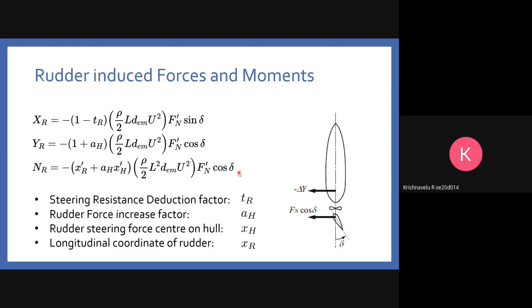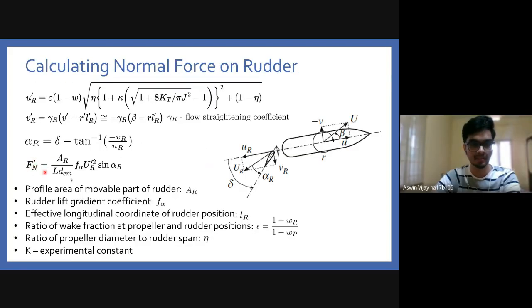Okay. So the non-dimensional normal force on the rudder is given by this formula, where AR is the profile area of the movable part of the rudder, and they're non-dimensionalizing AR by dividing by L and draft. F alpha is the rudder lift gradient, multiplying by UR. Now UR is the net outflow coming out from the rudder, which consists of this small UR, the longitudinal component, and the lateral component VR. The net one is capital UR. So UR square times sine alpha R.